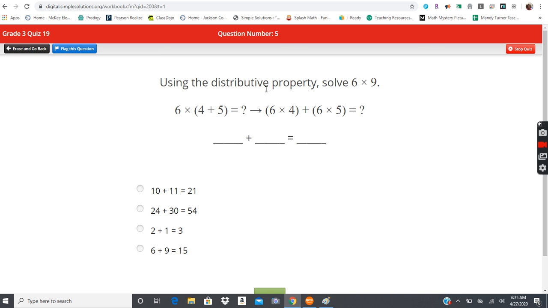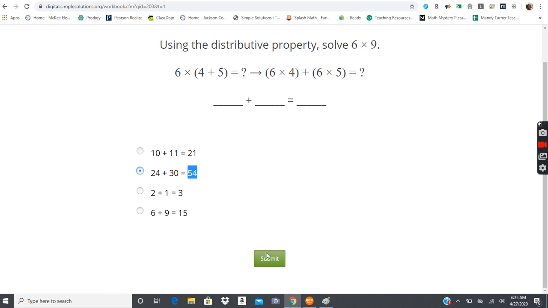Use the distributive property to solve for 6 times 9. Well, right now I know that 6 times 9 is 54. So I know the answer must be the second option. But what they're wanting us to do is solve parentheses. So they took 6 times 4 plus 5 and made 6 times 4, which is 24. And then they did 6 times 5, which we know is 30. And the only one that has the correct answer of 54.